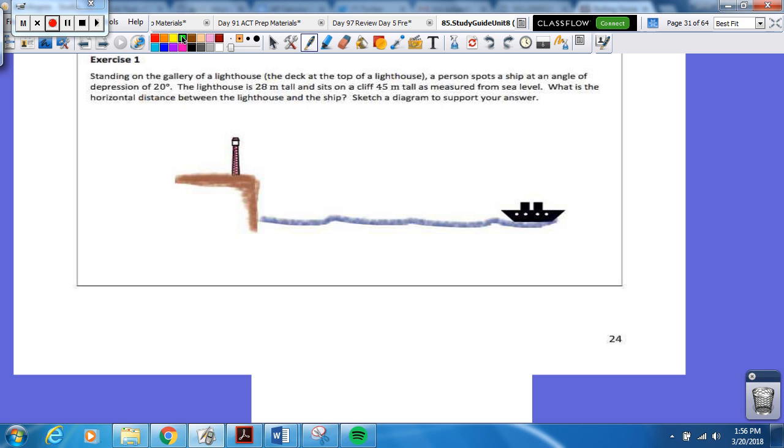We're still learning, right? Standing on the gallery of a lighthouse, the deck at the top of the lighthouse, a person spots a ship at an angle of depression of 20 degrees. So, person spotting the ship. Angle of depression, 20 degrees. The lighthouse is 28 meters tall, and sits on a cliff 45 meters tall, as measured from sea level. What is the horizontal distance between the lighthouse and the ship?